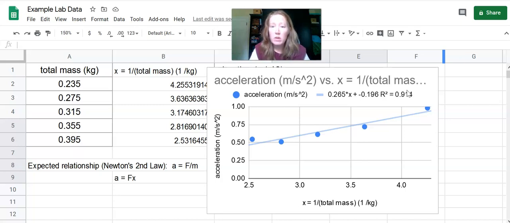Okay, so now I can decide, well, how does this coefficient in front of my x value, where x is 1 over m, that's supposed to correspond to the force, and I can look at my experiment and decide, does that make any sense with respect to my experiment? So that's how we linearize. That's what that made up word is supposed to mean. And now I'm going to have you do some practice with that process.